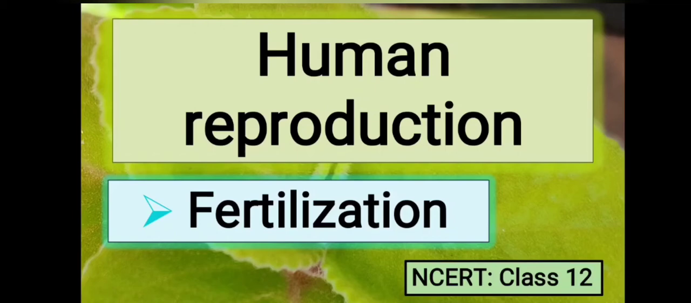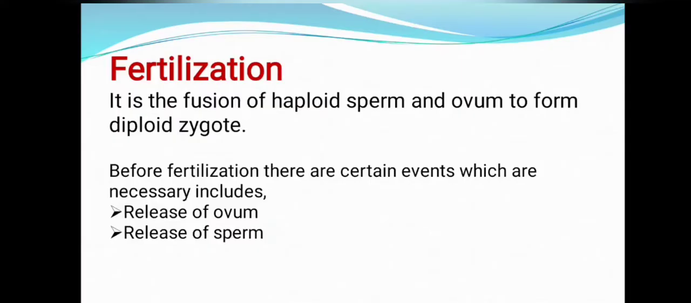Yes, here we begin with the process of fertilization. As I told you before, fertilization is the fusion of haploid sperm and ovum to form diploid zygote. Before fertilization, there are certain events which are necessary. That includes release of ovum from the ovary into the fallopian tube, and release of sperm into the female genital tract in order to reach the fallopian tube, that is the site for fertilization. Let us study these two events now.